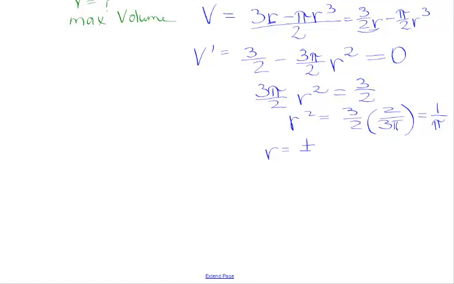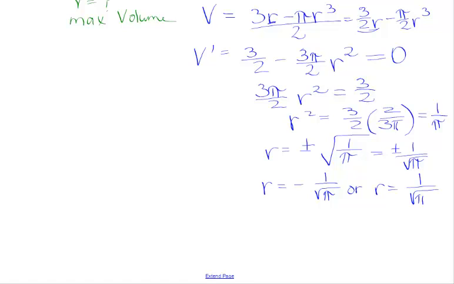r is algebraically plus or minus 1 over the square root of pi, or the square root of 1 over pi. Those two are equivalent. The square root of 1 is 1. In the context of this problem, do I really have two values for r? Or do I really only have one?